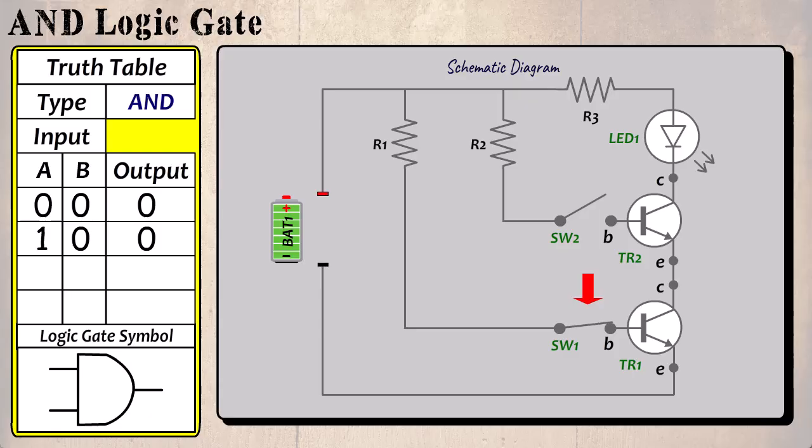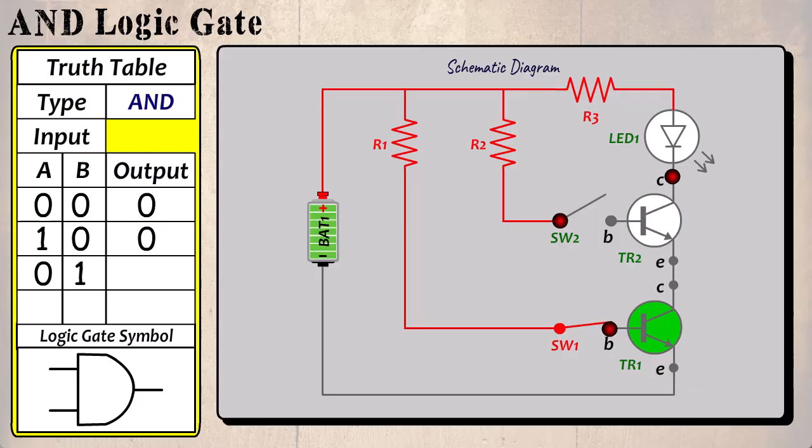Now we shall close SW1. The current flows through R1 and the switch turning TR1 on. Now current can flow between the collector and emitter of this transistor. It also travels through R2, but since SW2 is off, the transistor is not conductive, so a circuit cannot be made, and again the LED remains off. So when the input is 0 and 1, the output is 0.